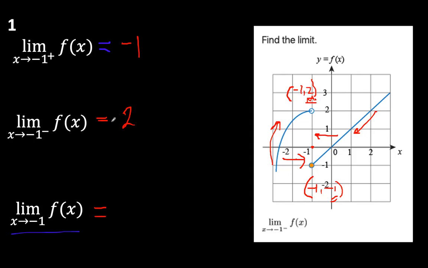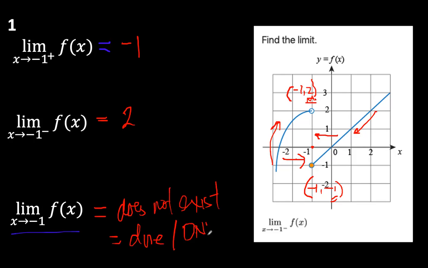One is negative 1 and the other is 2. Therefore, the limit here does not exist. Or we can simply write DNE, or sometimes we write capital letters DNE. Okay, why DNE? Because the limit here is 2, while the other limit is negative 1. Therefore, the limit does not exist. The two graphs from both directions, or opposite directions, have different values that they are approaching.